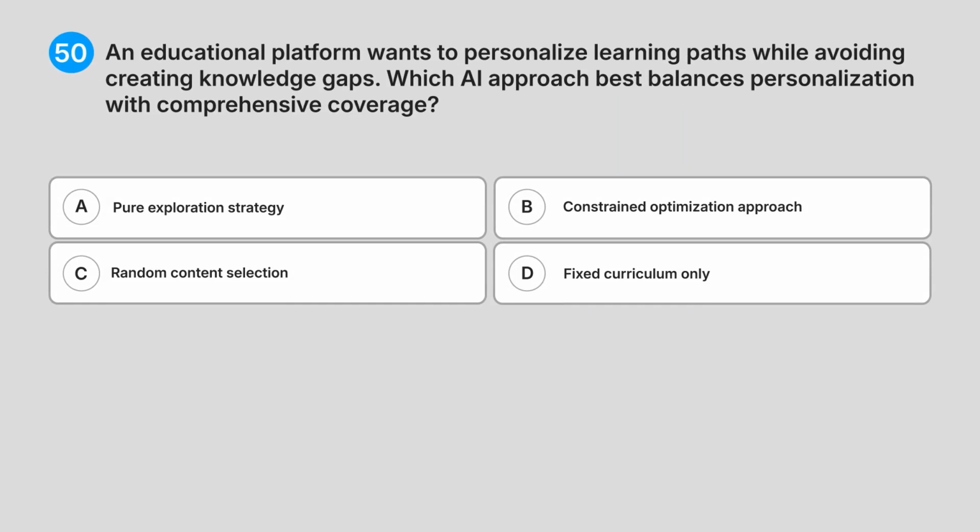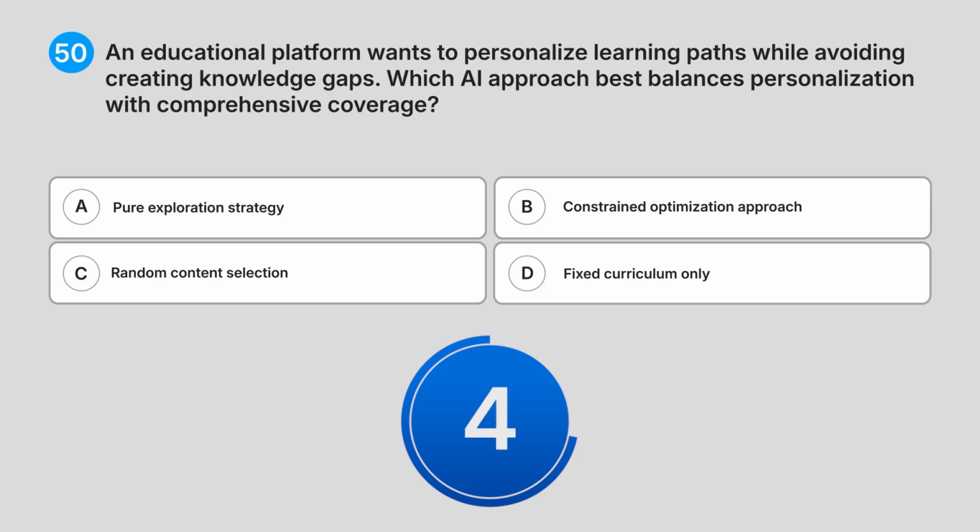50. An educational platform wants to personalize learning paths while avoiding creating knowledge gaps. Which AI approach best balances personalization with comprehensive coverage? A. Pure exploration strategy. B. Constrained optimization approach. C. Random content selection. D. Fixed curriculum only. Do you know the answer?